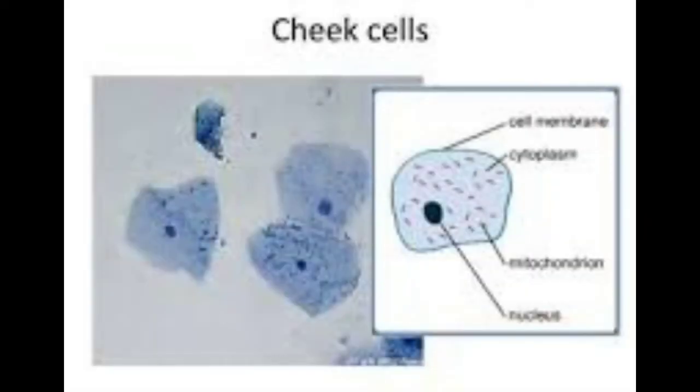Look at this picture. It is an animal cell. Example, cheek cell. Here we can see the cell membrane but not the cell wall. That means the cell wall is only found in plant cells.